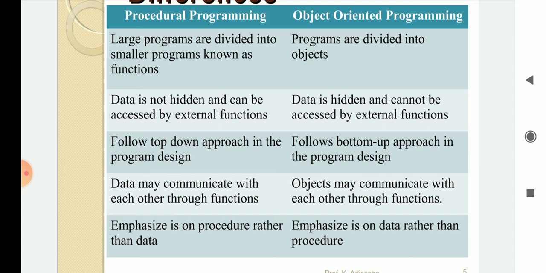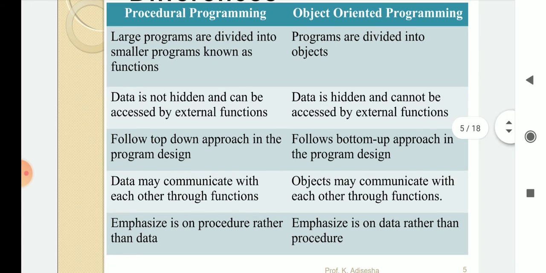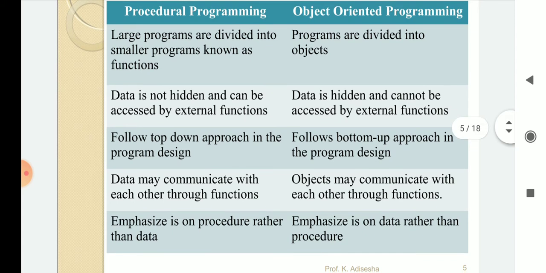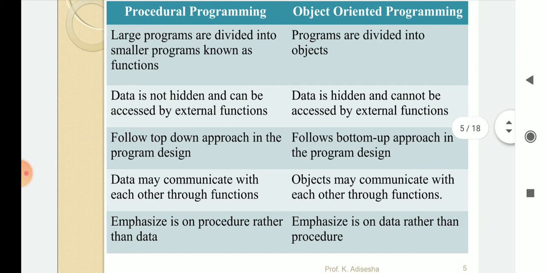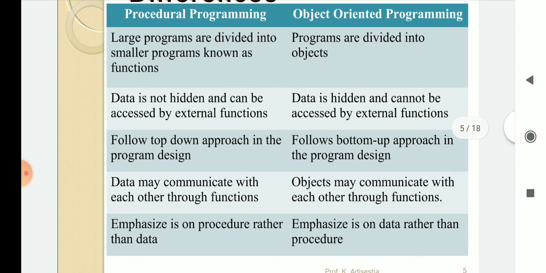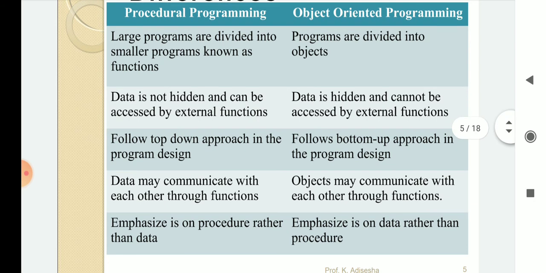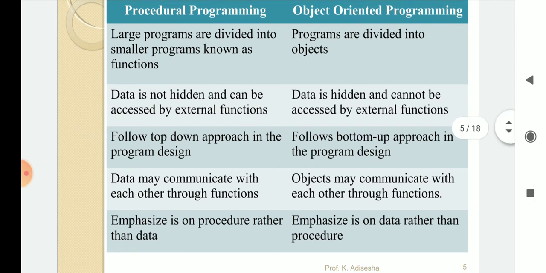Second thing, in procedural programming, data can be accessed by external functions, but in case of OOPS, data cannot be accessed by external functions. Procedural follows the top-down approach, OOPS follows the bottom-up approach. In procedural, whatever communication is performed by the data is done with the help of functions. But in case of OOPS, objects may communicate with each other through functions.